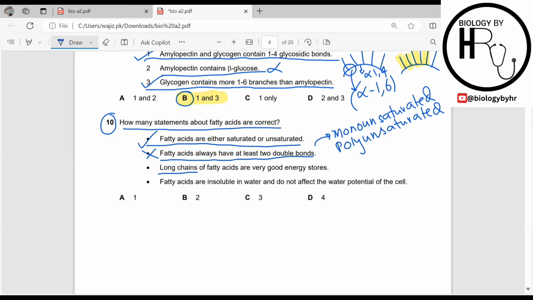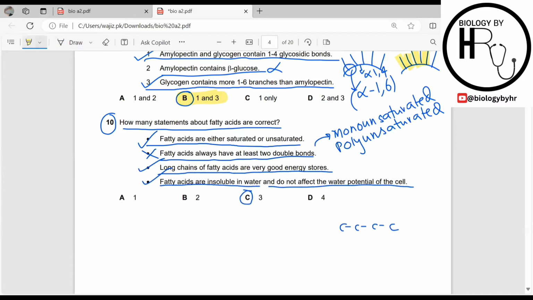Statement 3 says that long chains of fatty acids are very good stores of energy. Yes, this statement is correct. Why? Because the long chain fatty acids have more carbon-carbon bonds and hence they can store more energy than the shorter chain fatty acids. So statement 3 is also correct. Statement 4 says that fatty acids are insoluble in water and do not affect the water potential of the cell. We all know that fats are insoluble in water, and anything that is insoluble in water does not affect the water potential of the cell. Hence, our answer over here is option C.